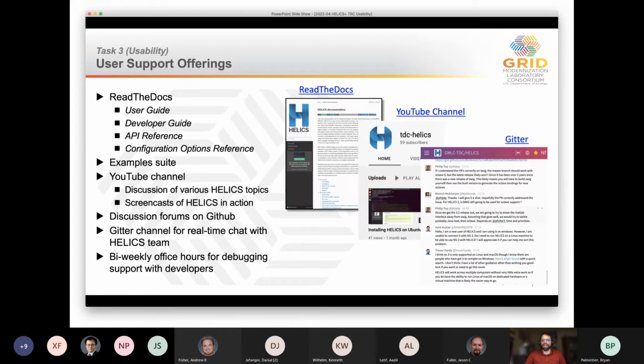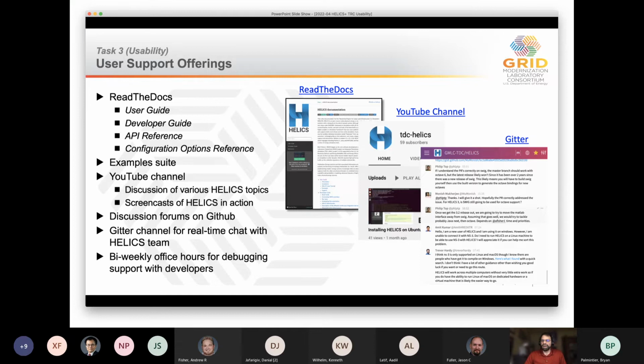So this is a rundown, and Jason hit many of these before, but I wanted to highlight these right now because we have put in a lot of effort to try to be as accessible as we can be. The first, front and center in terms of how we want to help users, is the documentation that we provide. That is up on the Read the Docs site, helix.readthedocs.org.